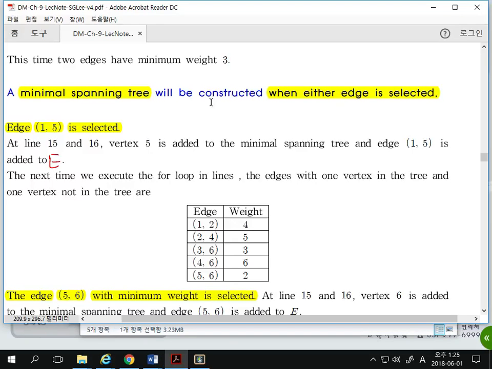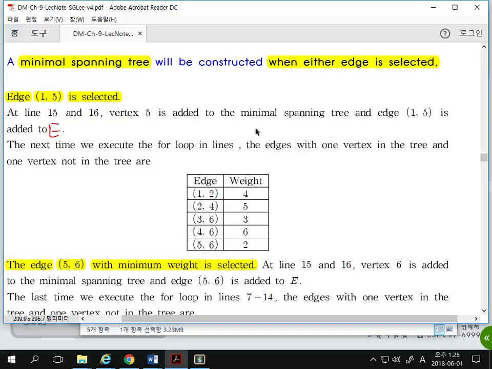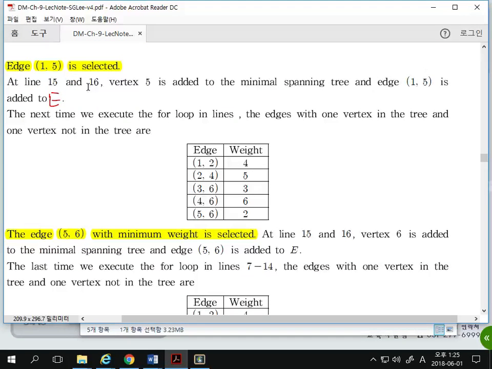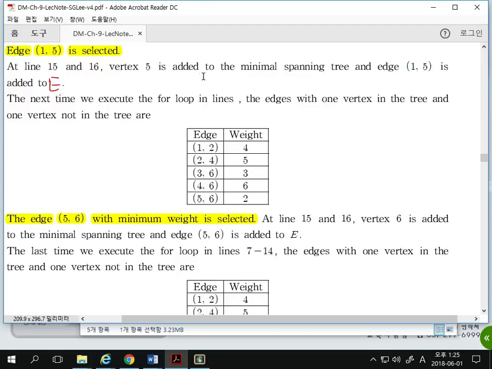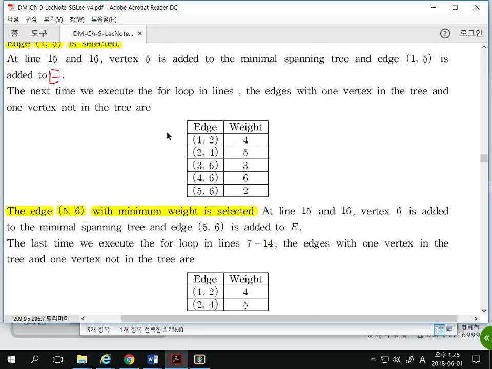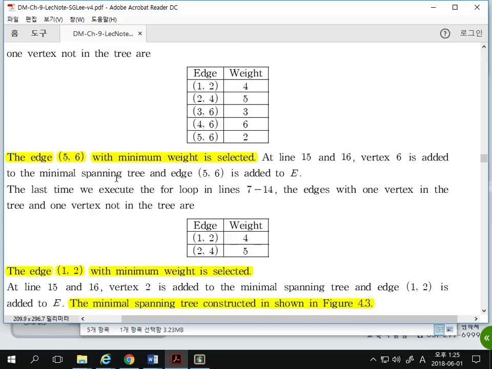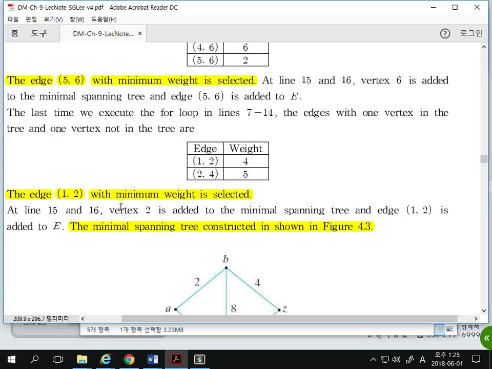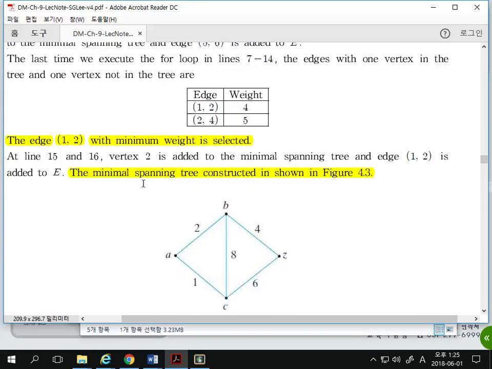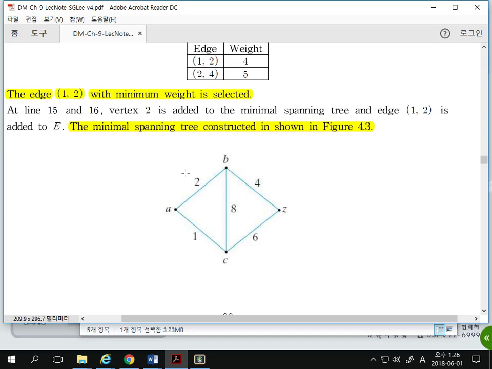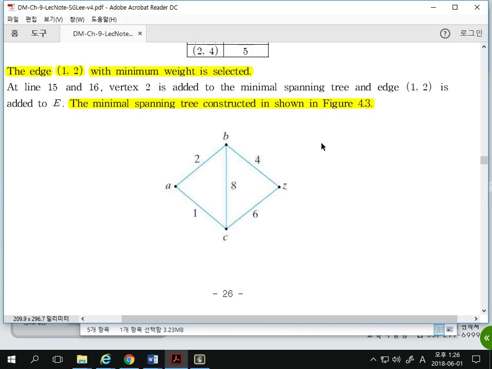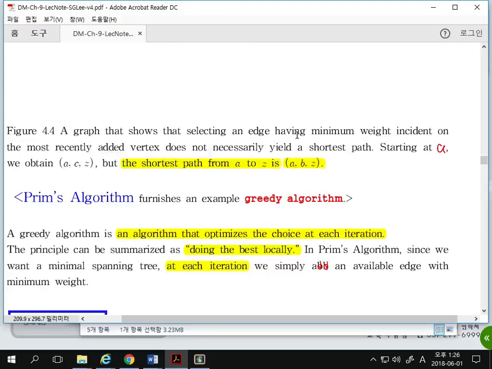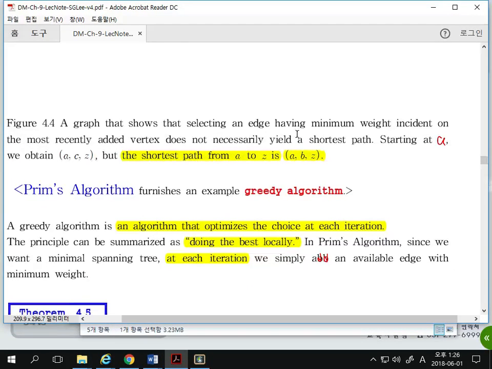Anyway, a minimal spanning tree will be constructed when each edge is selected. So first, the edge 1, 5 is selected, then with that algorithm, find the next edge with the minimum weight, and then find the next vertex, the next edge to be selected, and at the end the minimal spanning tree is constructed, which is shown in figure 4.3, and it shows how that algorithm works.